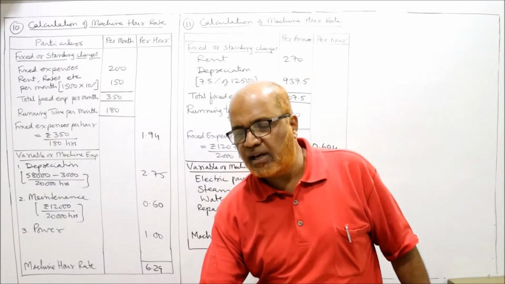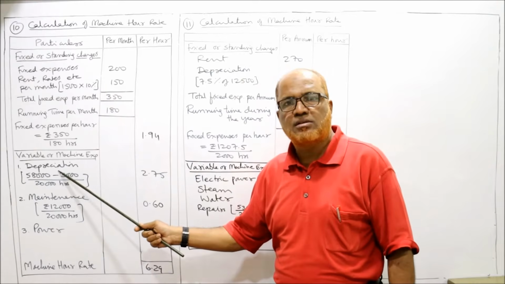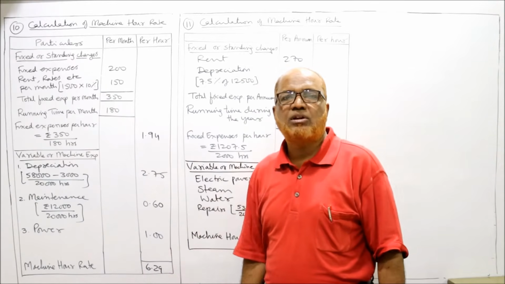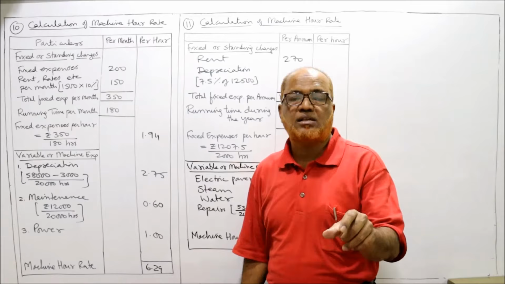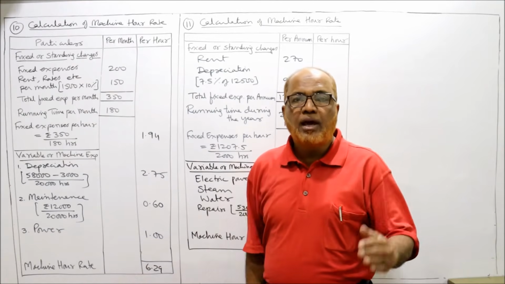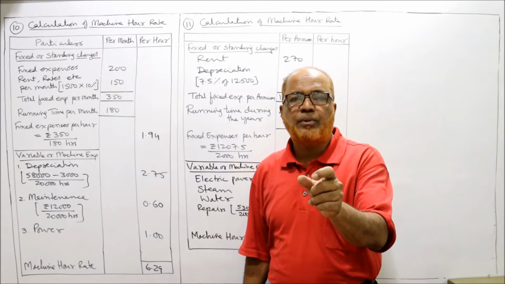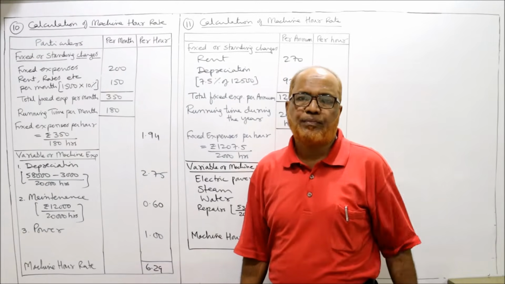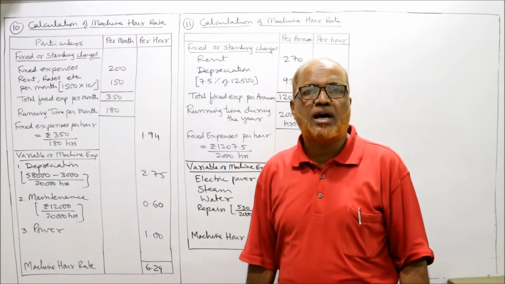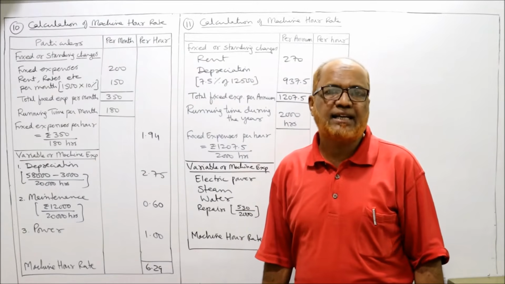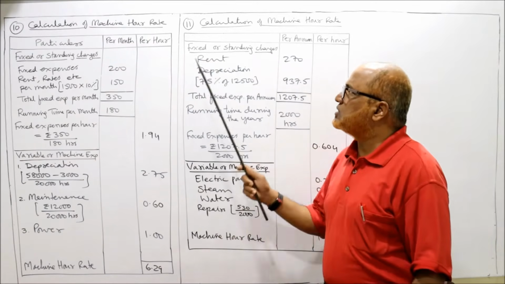In the previous problem we had taken depreciation under variable expenses because the life of the machine was given in hours. That's why we had taken it as variable. In this problem, the depreciation is given as 7.5% on original cost. So we have to treat depreciation as fixed or standing charges. That's it. Now see the solution.